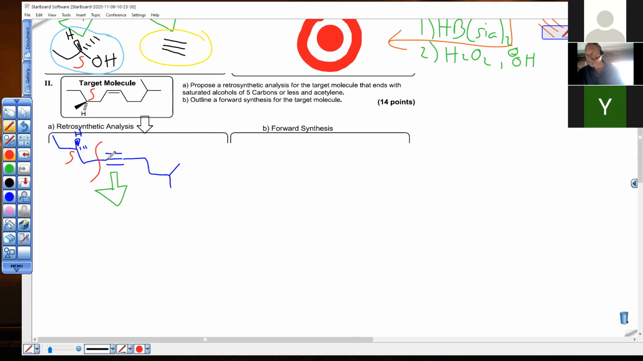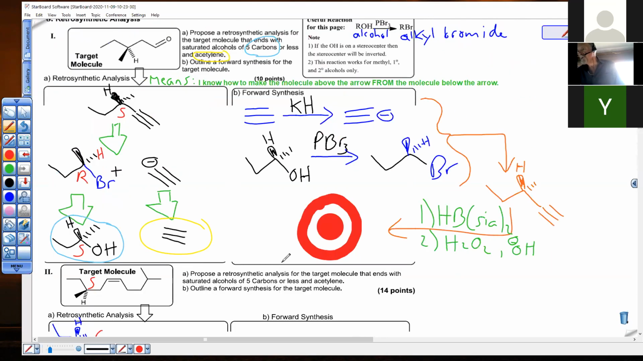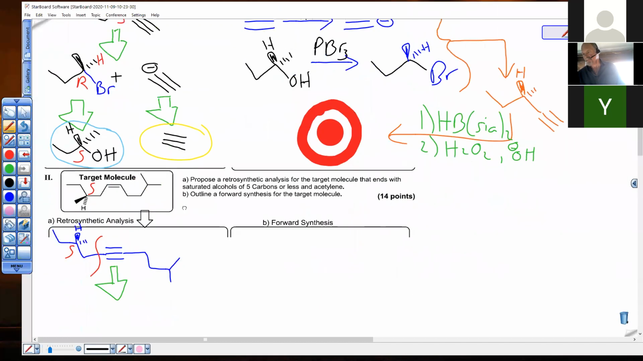Remember, my little squiggle here just means I know how to make that bond. Just like I could have done the same story here and put a squiggle here, saying I know how to make that bond. I know how to make this bond. How? By doing a backside attack on a carbon with a leaving group with this nucleophile. I did a backside attack on a stereocenter, so R is going to change to S.